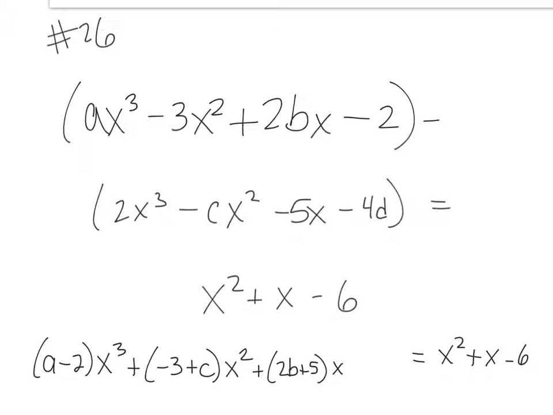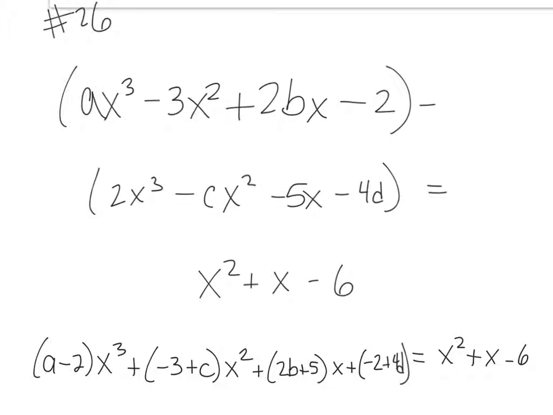And then finally at the end, you've got a negative 2, and you've got minus a negative 4d. So this end part is going to be, and I'm going to put it like this again, negative 2, right? Negative 2 minus negative, so it's positive, 4d. So negative 2 plus 4d. Okay, then you would just have to use a matrix again to solve this.